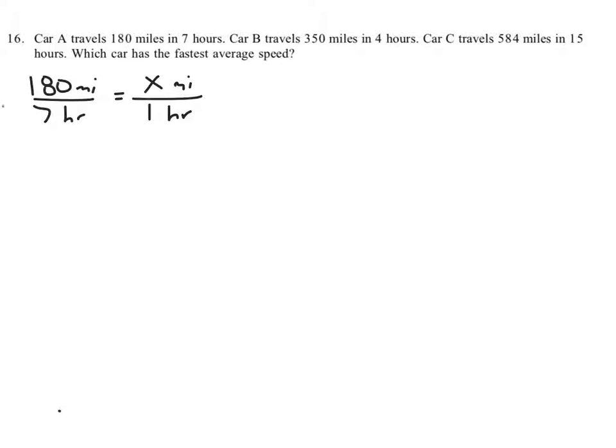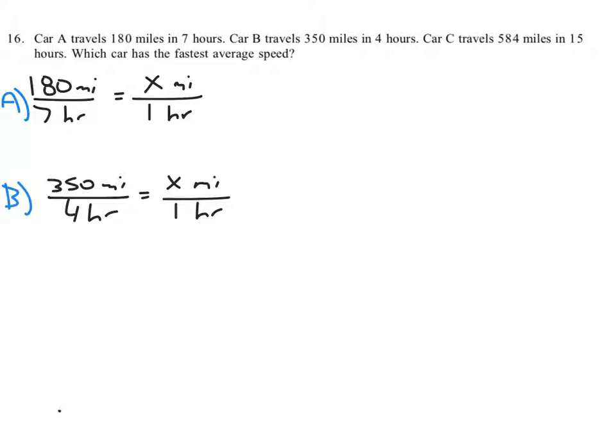That's car A, so I'm going to label that as car A. And I'm going to do car B here. Car B says 350 miles in 4 hours. And what I'm asking is, if that's true, then how many miles is that every 1 hour? Okay, and car C?